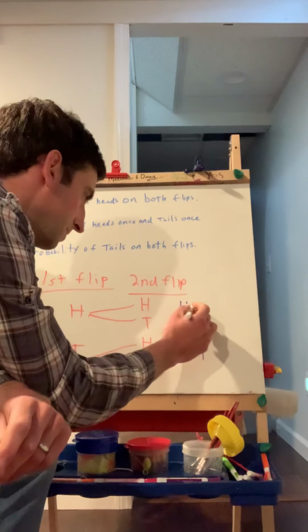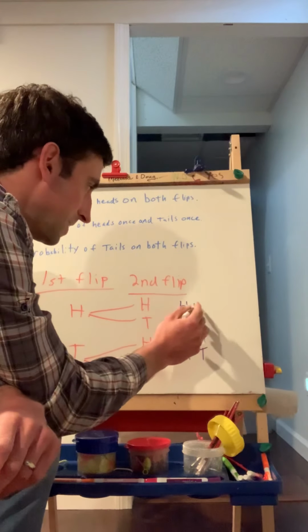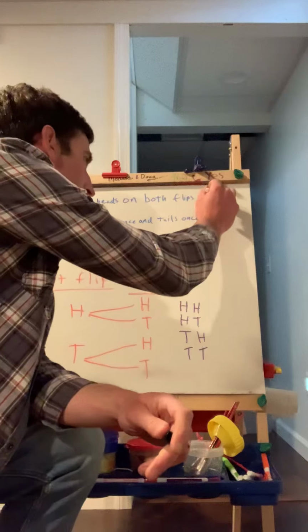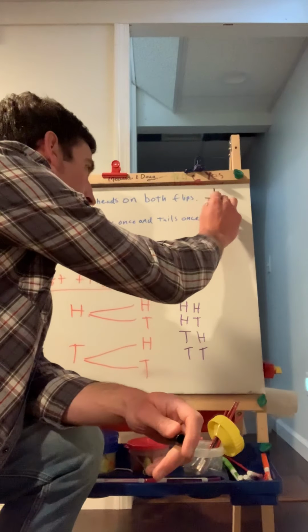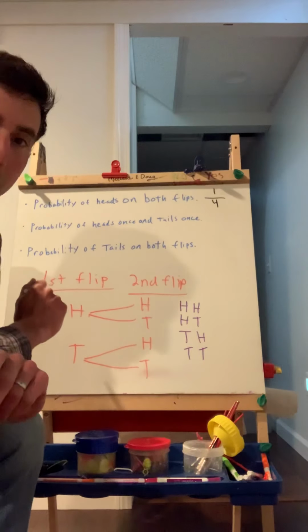So the first question you were asked was the probability of getting heads on both flips. See right here, this is the only outcome that has me getting heads twice. So that's a 1 out of 4 chance. One of the four outcomes here is me getting heads twice.